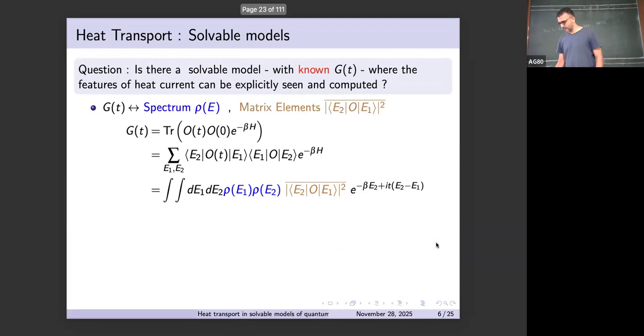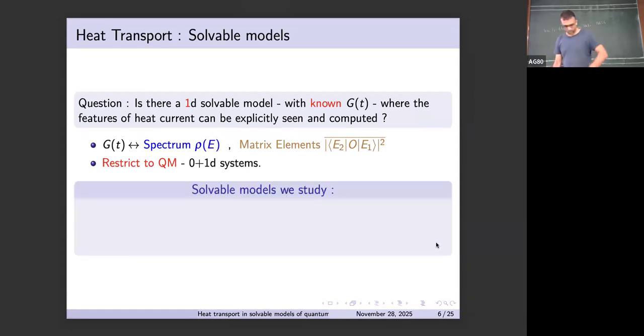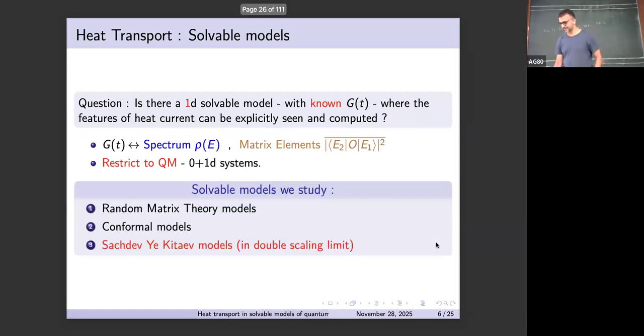Thanks. So what I mean by solvable models is where I know the spectrum and the average matrix elements. Okay, and this is the disclaimer: I'm going to restrict to quantum mechanical systems, so there is no dispersion. I'll study three kinds of models. Two toy models: random matrix theory and conformal models. What they are, I'll tell you.